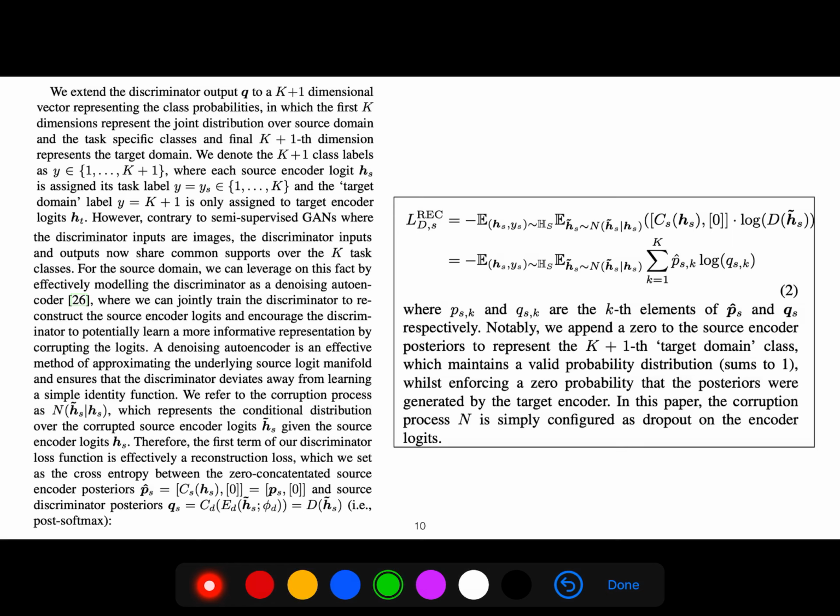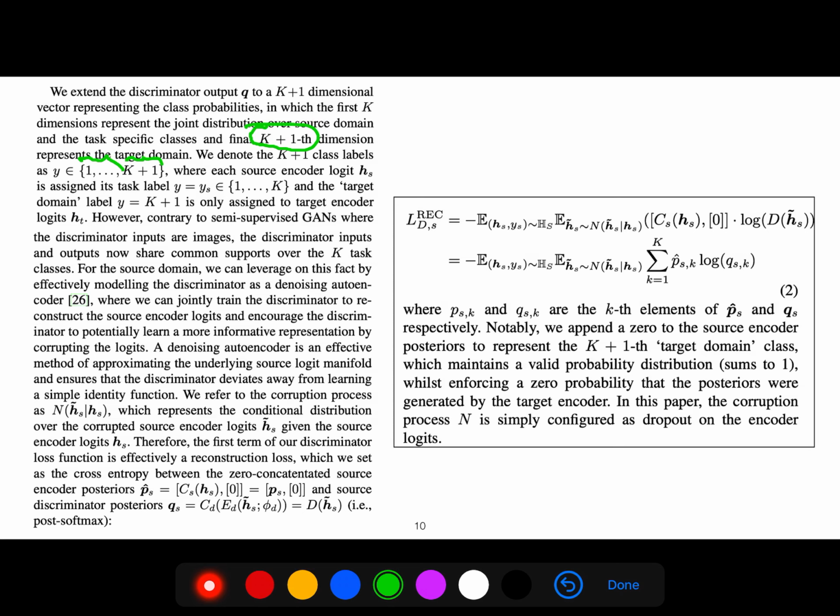We extend the discriminator output to a k+1 dimension vector, representing class probabilities, in which the first k dimensions represent the joint distribution over the source domain and a task-specific class, and that final k+1 dimension is for the target domain. And so we denote the k+1 class labels as, so k of them are for source, the last one is for target, where each source encoding is assigned to its task label.